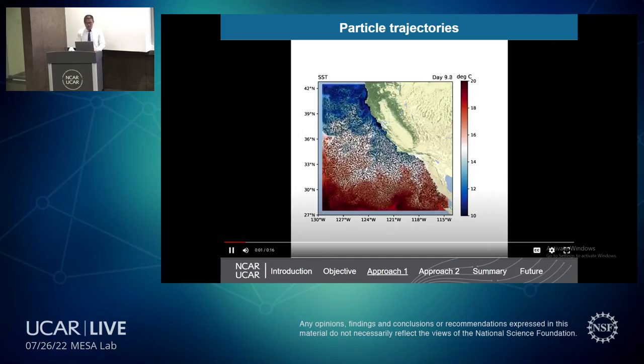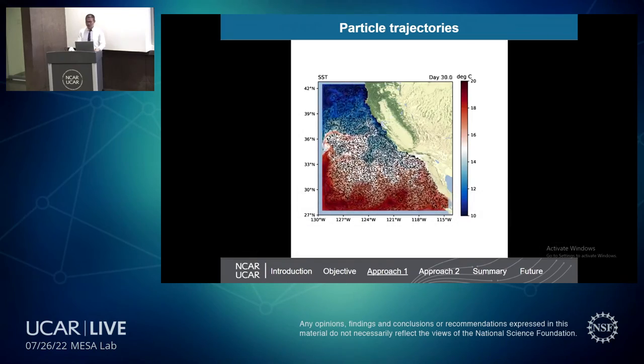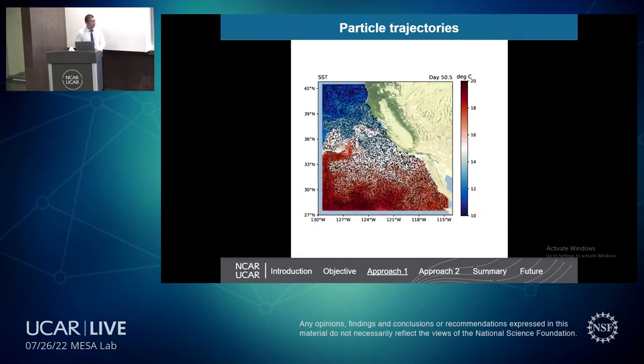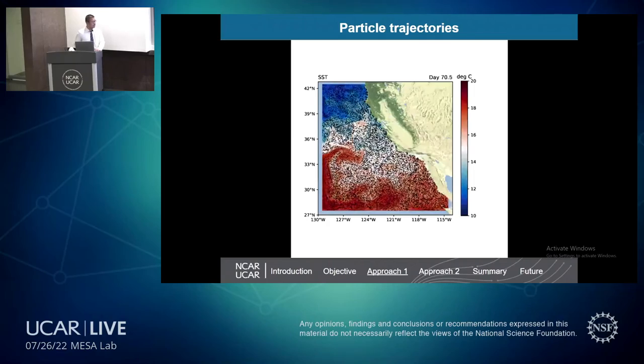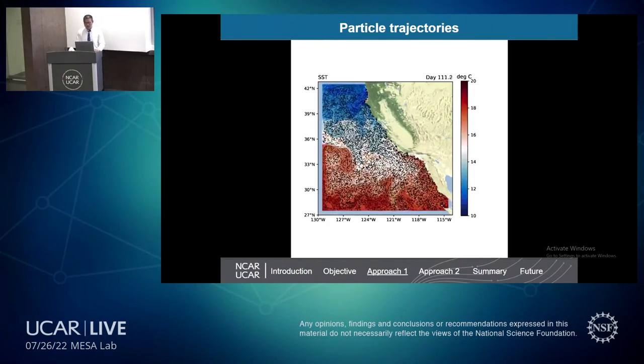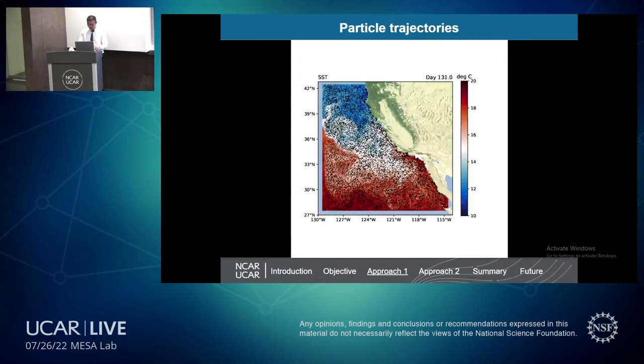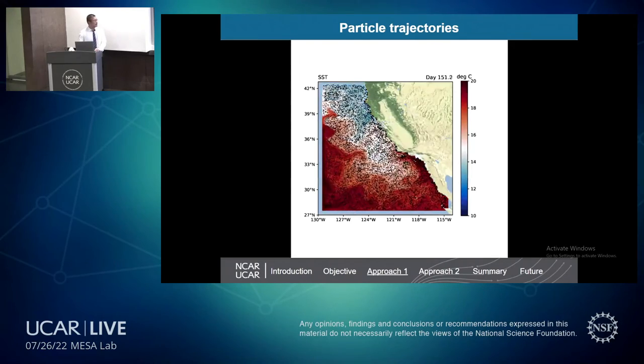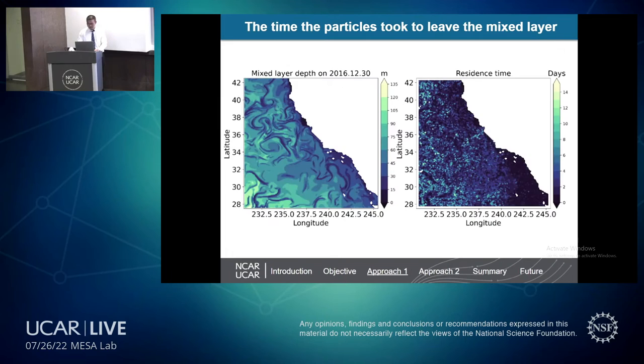So the movie I'm showing here is the particle trajectories with time. Background color is sea surface temperature. So we are now able to track these particles, right? We have a good idea of where they are at what time. Then we developed an algorithm to detect when the particles actually leave the surface layer.